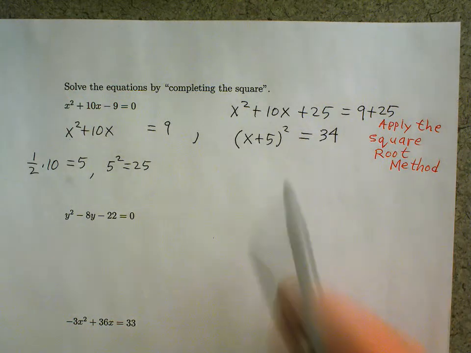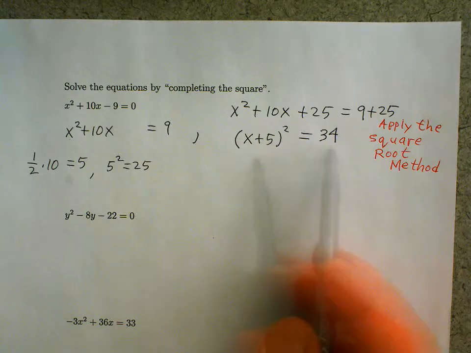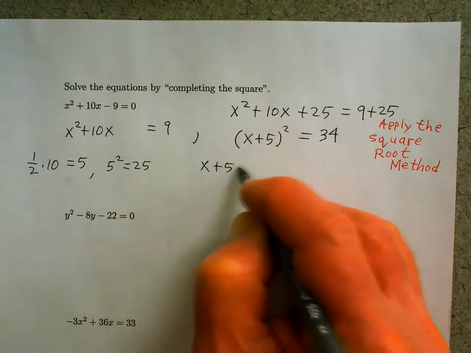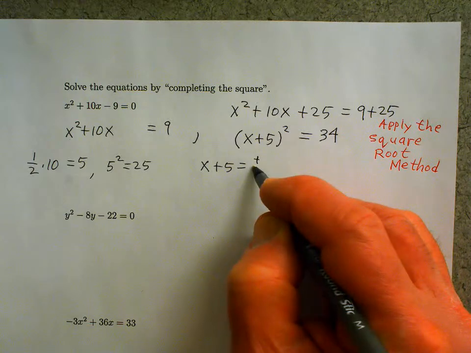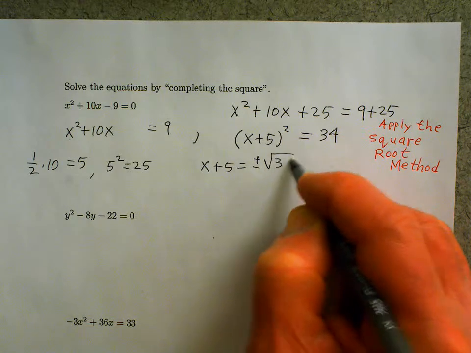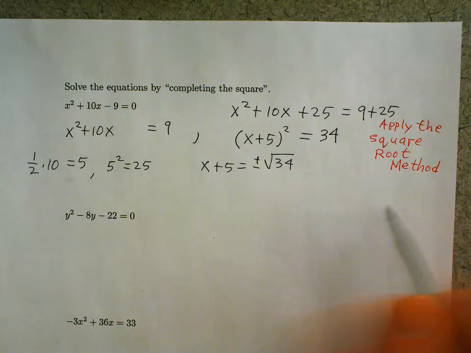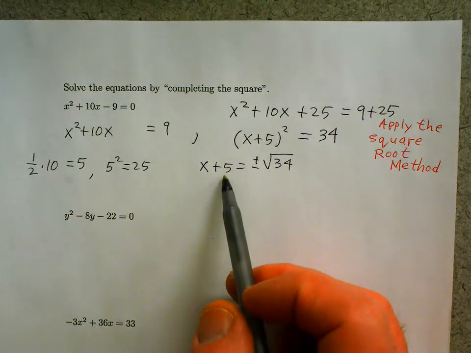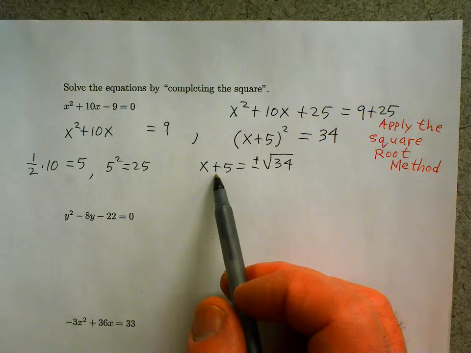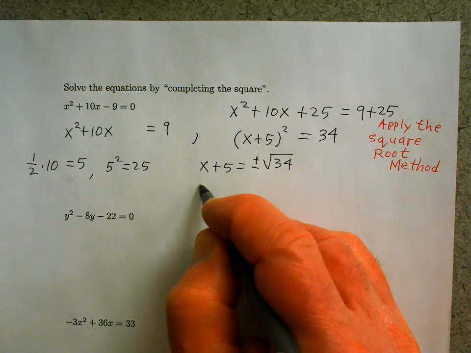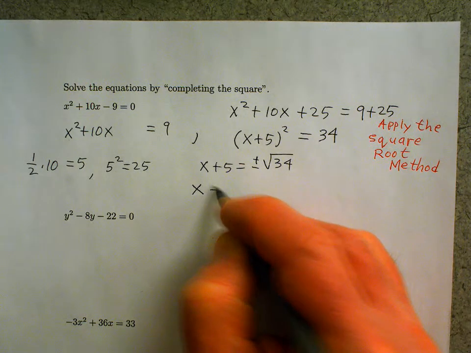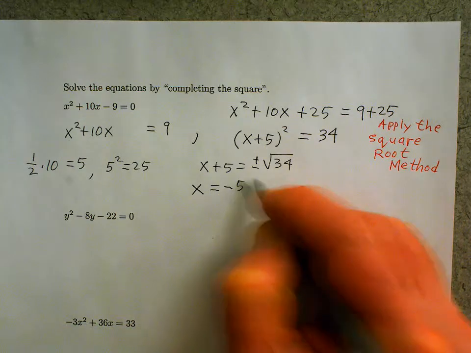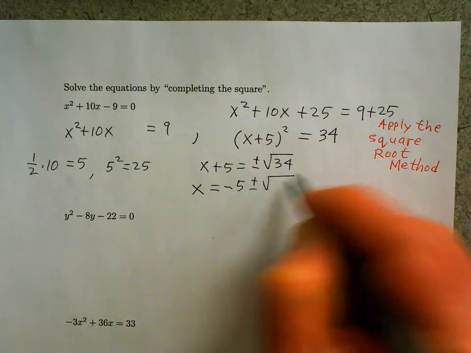Okay, so since we have the binomial x plus 5 squared equals 34, we write x plus 5 equals positive and negative square root of 34. The square root of 34 cannot be simplified any further, so we just have one step left. Subtract 5 from both sides. And our two solutions are x equals negative 5 plus and minus the square root of 34.